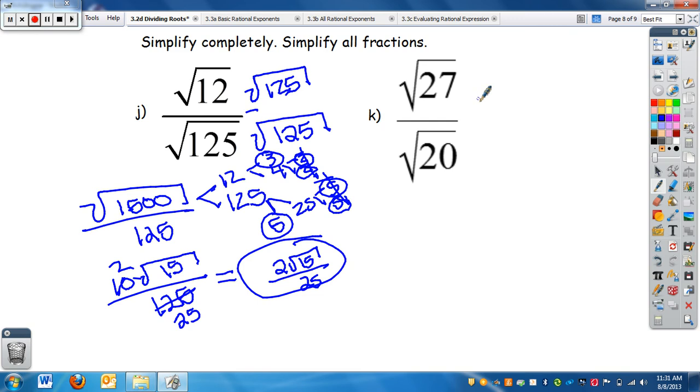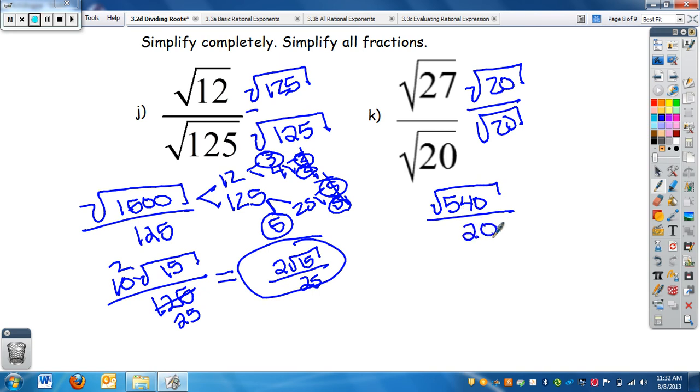Alright, so last example. So I'm going to multiply top and bottom by root 20. Again, I can check to see if these 2 simplify, but they don't. So 20 times 27 would be 540 over 20. Simplify 540 and 20. 540 is 9 and 60, which is 3 and 3, and 6 and 10, 2 and 3, and then 10 is 2 and 5.